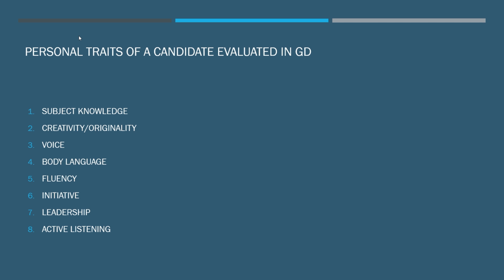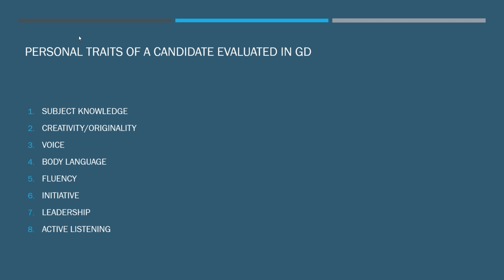Fourth point is body language. In a workplace, your body language speaks volumes about your actions and temperament. So, during a GD, panelists judge your hand gestures, head movements, along with facial expressions. They also give high ratings for a professional outlook and a confident, straight posture.